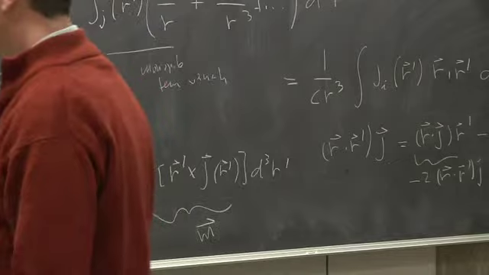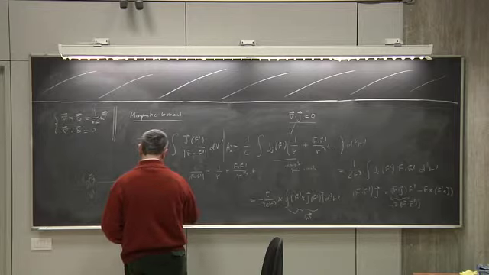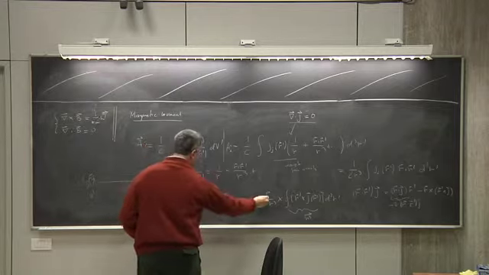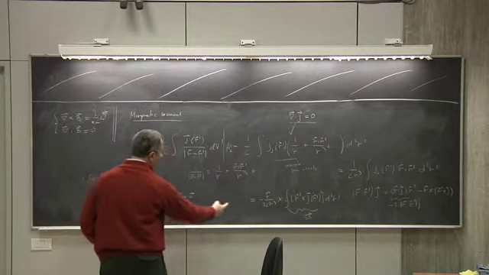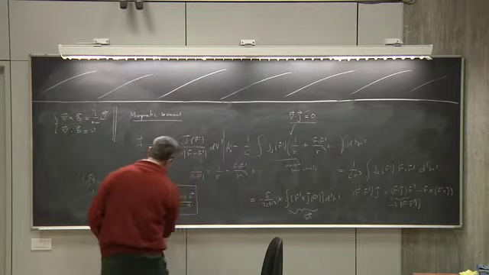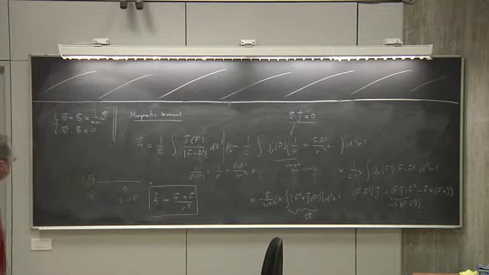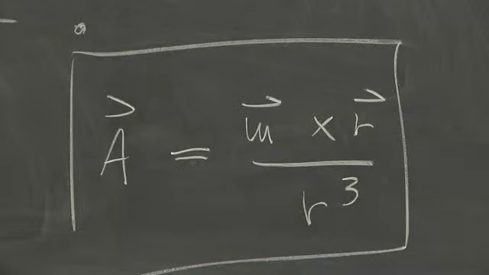So finally, A is equal to this magnetic moment times r. That is this. You see, I flip those around, so the minus goes away. Divide by r cubed. Okay, is this clear, or are you getting tired? What is not clear?